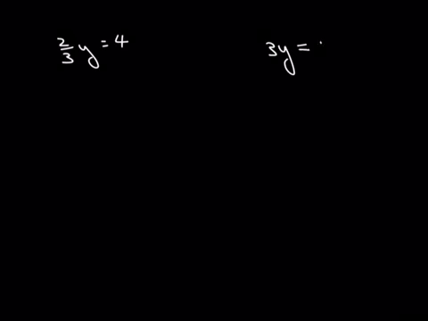So we have 2/3 y equals 4. Alright, so we have a couple of options here in order to solve this. That number is being multiplied by y. And what do we do? If I had like 3y equals 9, what did I do? I divide both sides by that 3, and those go away.